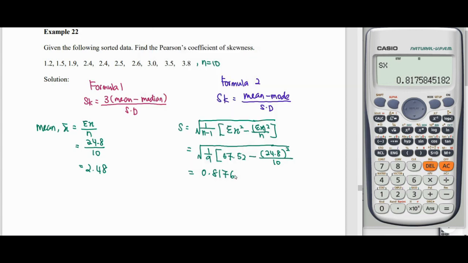So for the first formula to find the Pearson coefficient, we need our median. To find the median, we need to find out its location first, where the location will be equal to n over 2, so it will be an integer. Therefore, median equals data in position 5 plus data in position 6, divided by 2. So look at our data here. Our data here is well arranged. So data number 5 and data number 6.